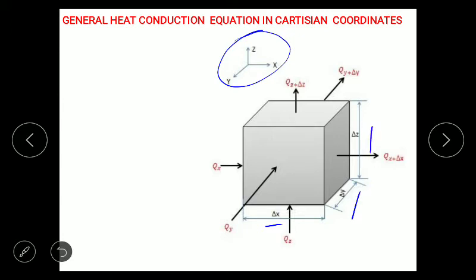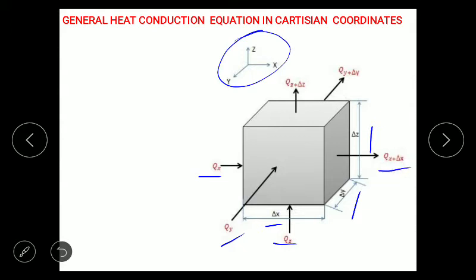And in the x direction, the heat that we are going to supply is qx. In y direction, the heat supplied is qy. In z direction, the heat supplied is qz. The heat flows through the element for some thickness delta x in x direction, delta y in y direction, delta z in z direction, and comes out. Suppose in x direction, the heat that is coming out is qx plus delta x.